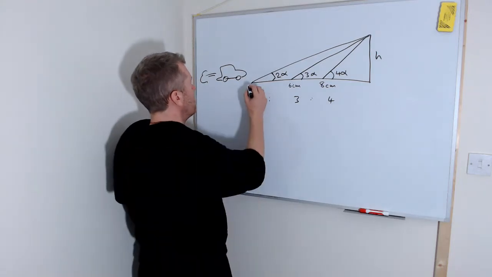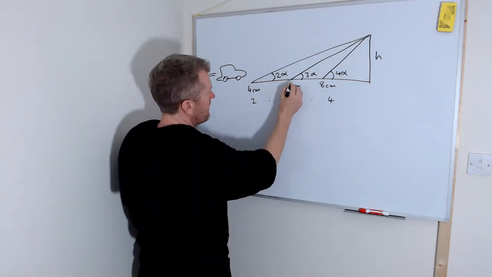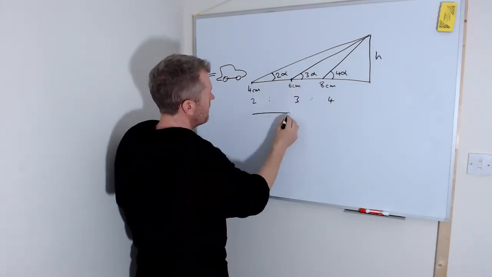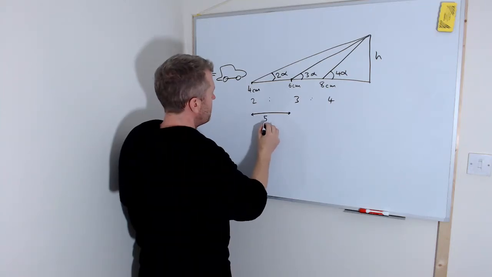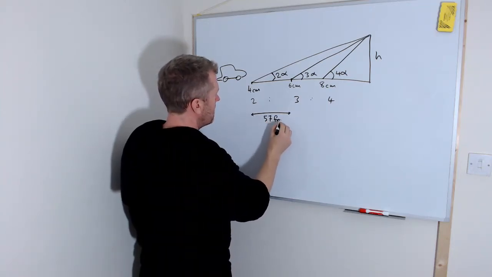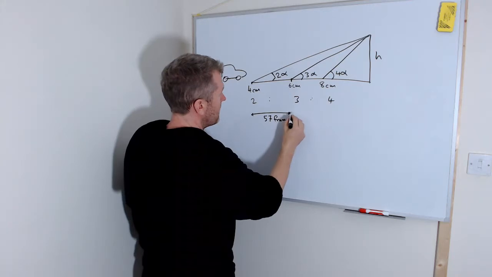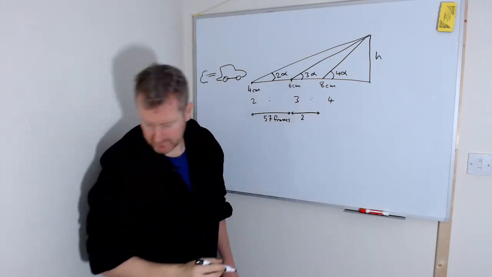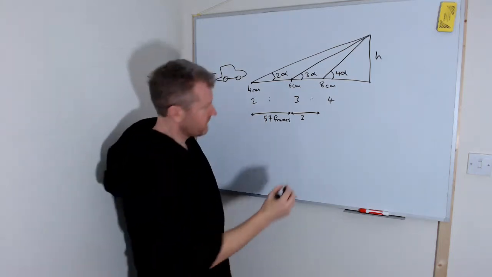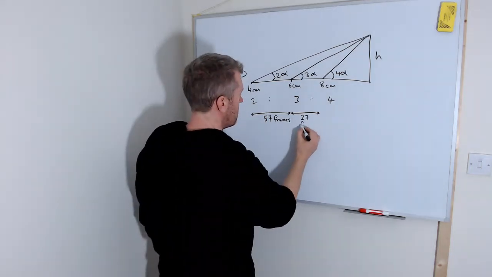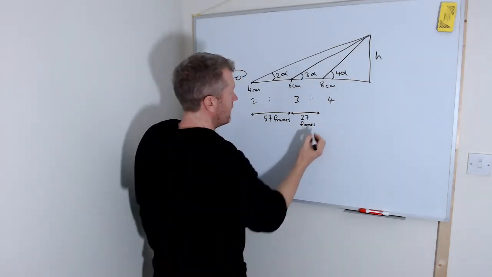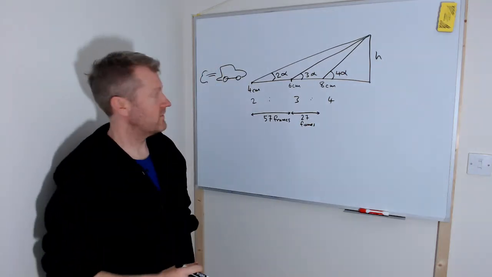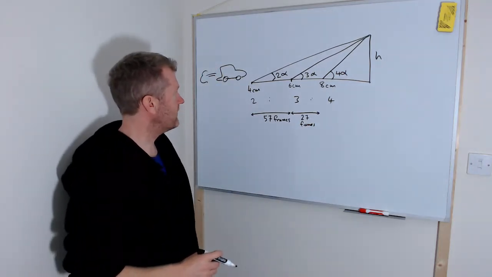And I know the times here. This time from here to here took 57 frames. This time from here to here took 27 frames. Now you can have a go at measuring some of these yourself. Go back to the footage and stop and start it if you want to double check these figures.